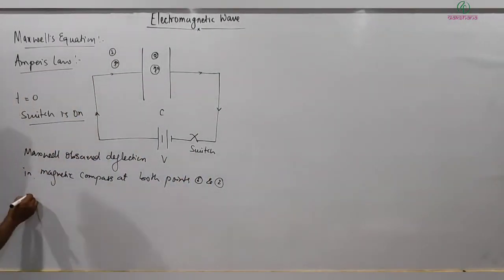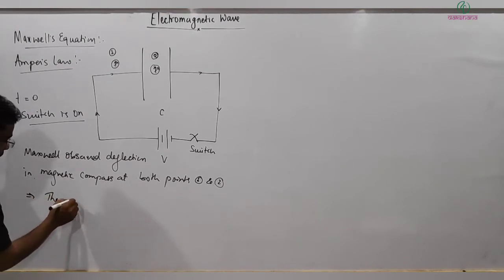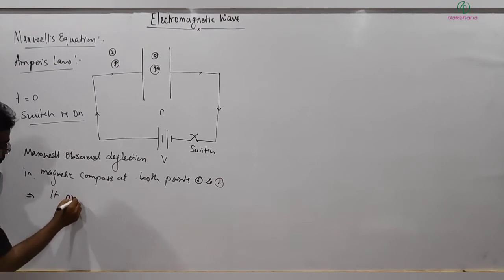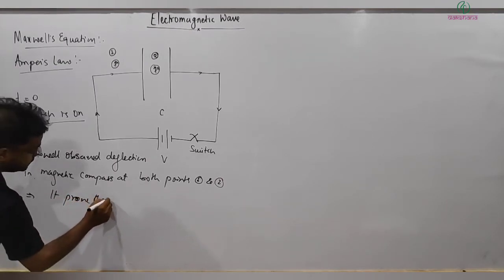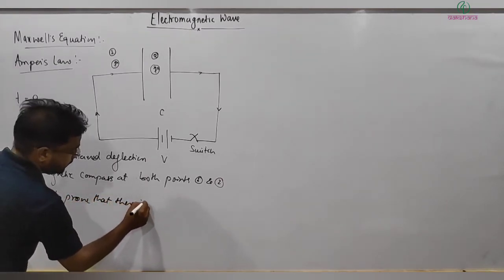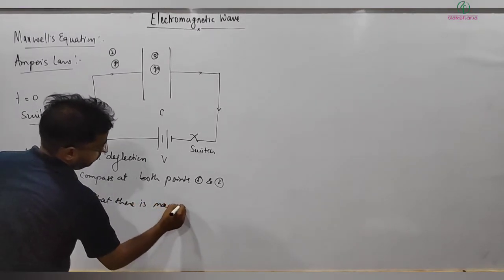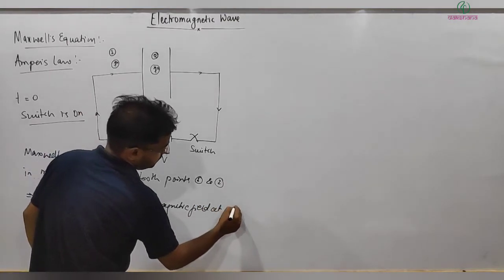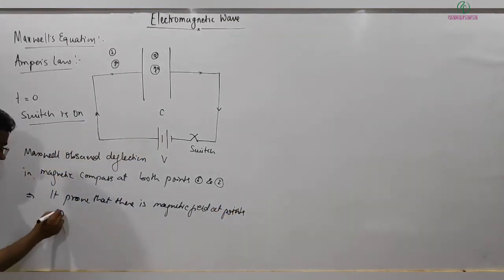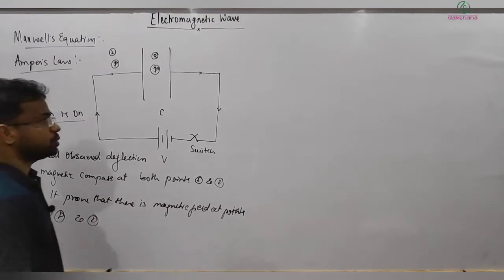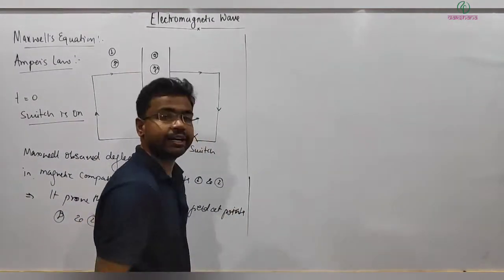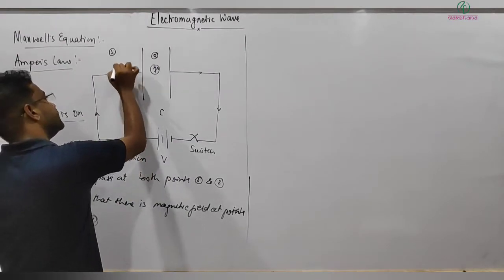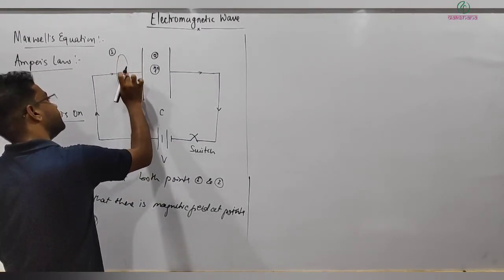So this proves that there is a magnetic field at points 1 and 2. So he tried to relate that magnetic field with Ampere's law. For this location, he considered this Ampere loop.